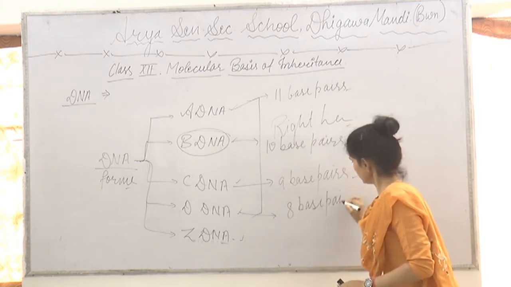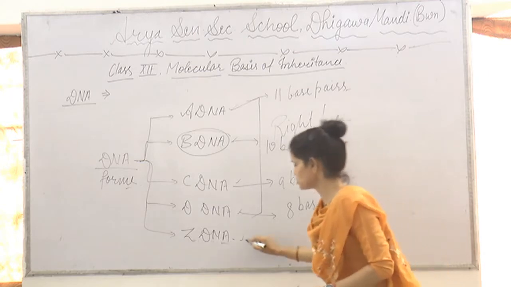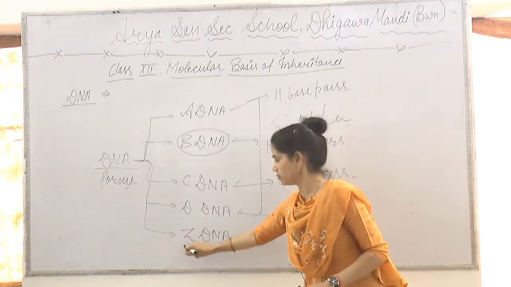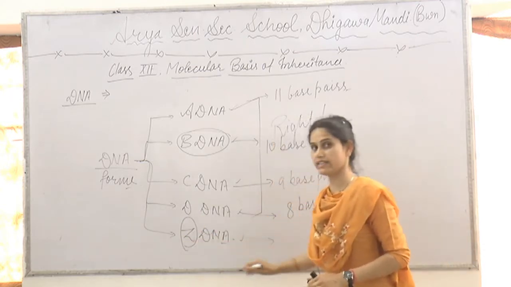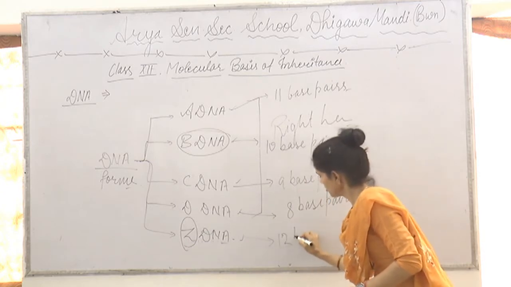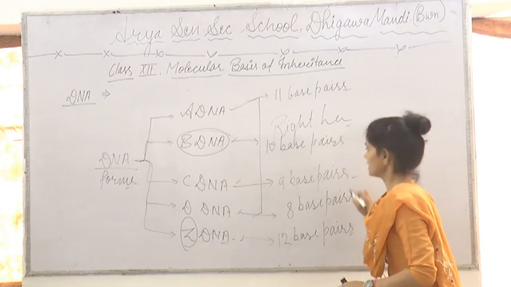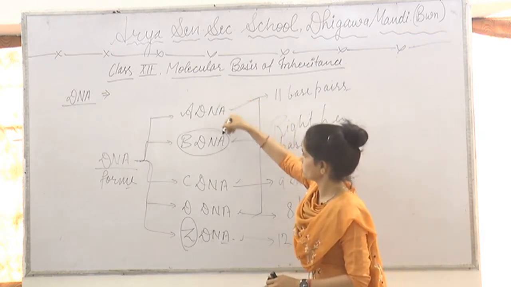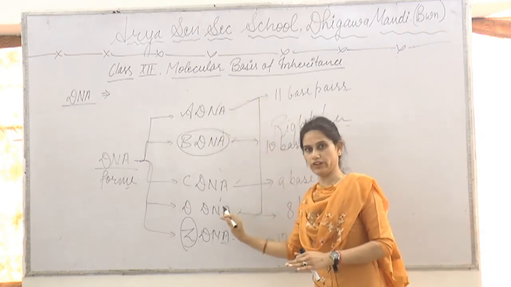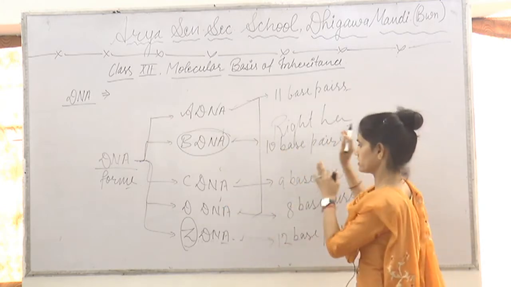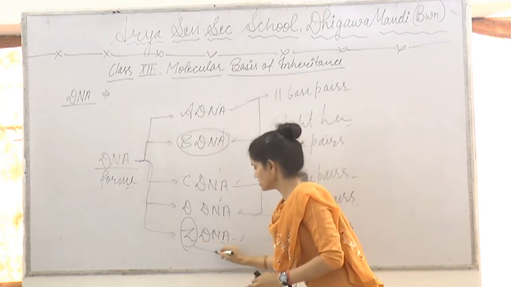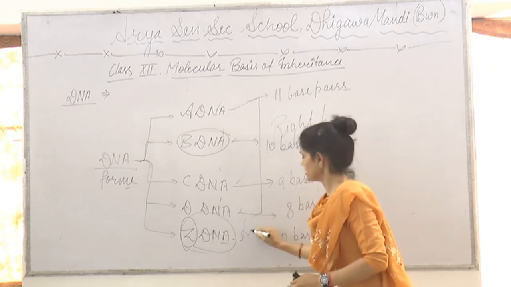Note that a single helix consists of this many base pairs, and our gDNA has 12 base pairs. These all 4, 1, 2, 3 and 4, are right-handed, and this gDNA is left-handed.